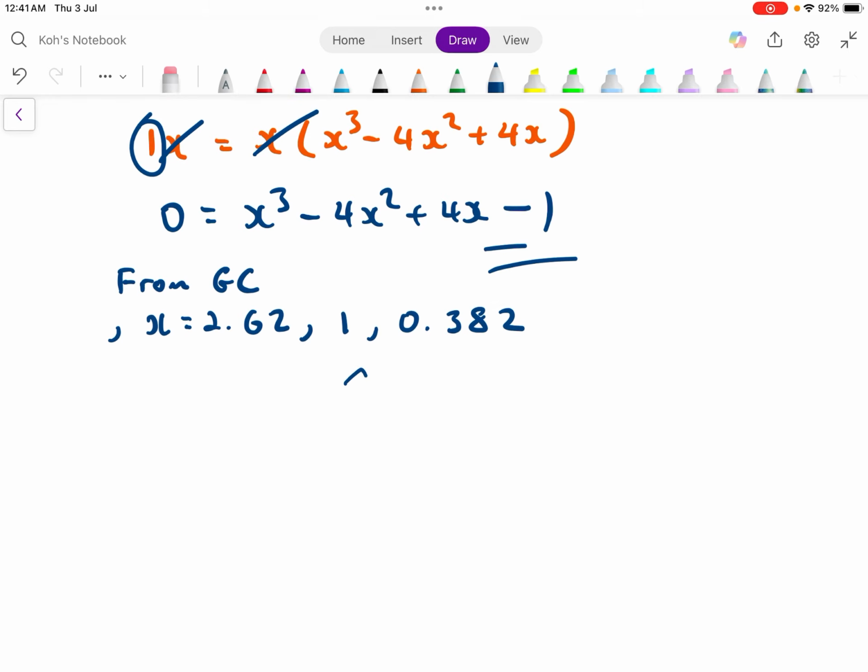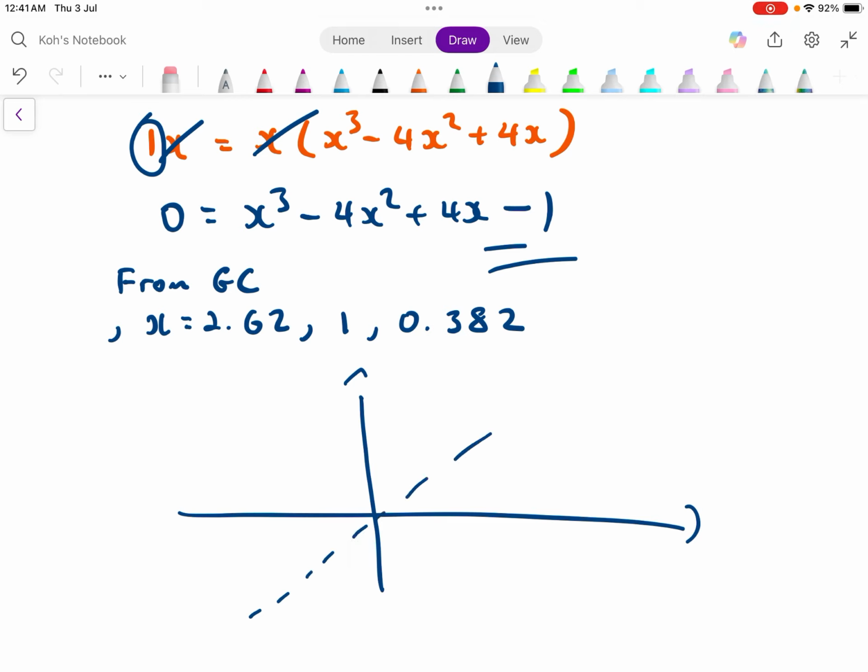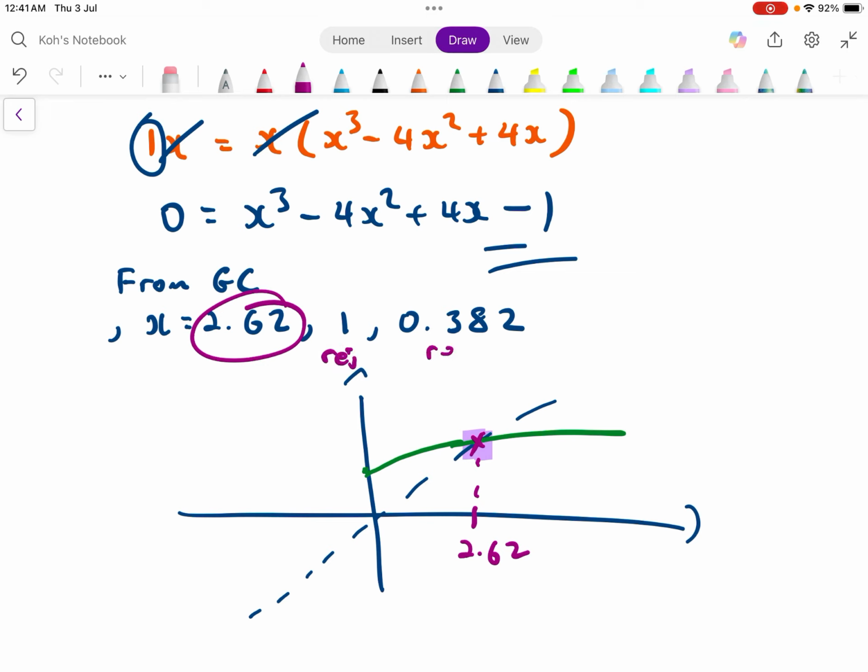Of course, there's only one intersection. If you plot the ff graph in your GC, it looks something like this, something a bit flatter. When you find the intersection between the y = x graph and the ff(x) graph, you realize that your x value is actually equal to 2.62. So I can only accept this. The other two, 1 and 0.382, I must reject.